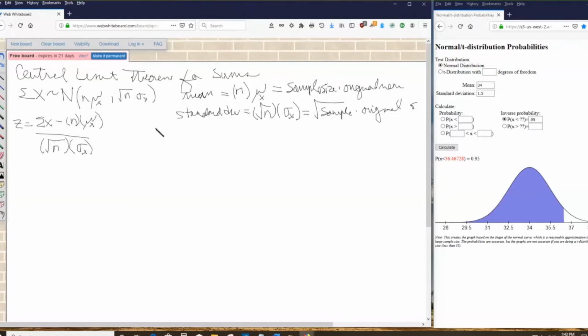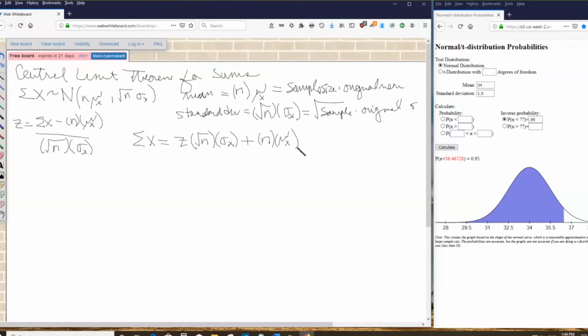And then once again, if I want to move that around to solve for the x value using those z-scores, you would say your x value is going to equal your z-score times the square root of the sample size times the original standard deviation, plus the sample size times the original mean. Any questions about any of those formulas? Okay, so those are the formulas you're going to need to know for the central limit theorem for sums.